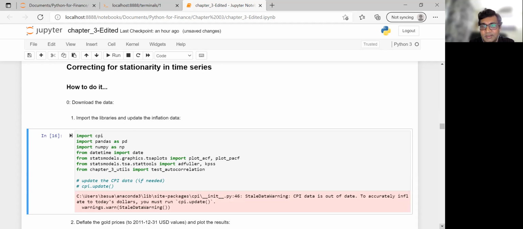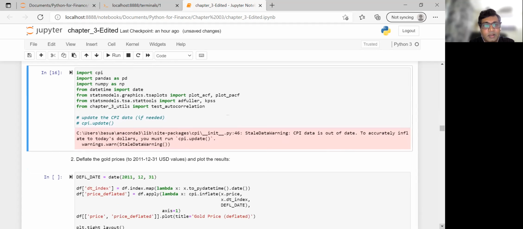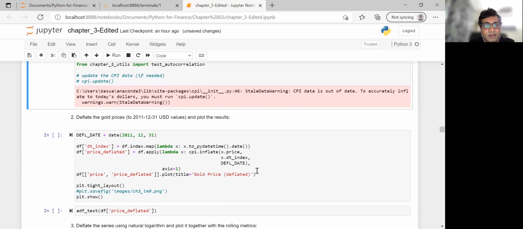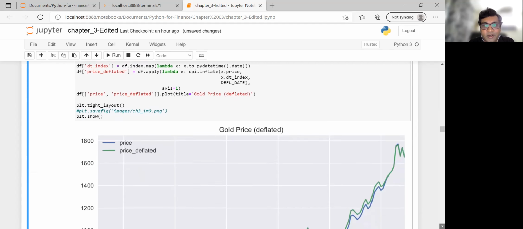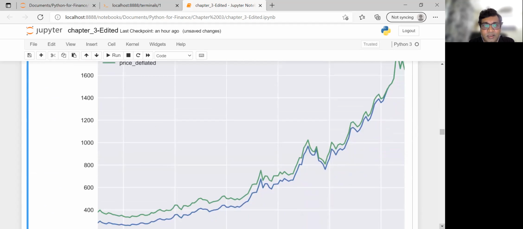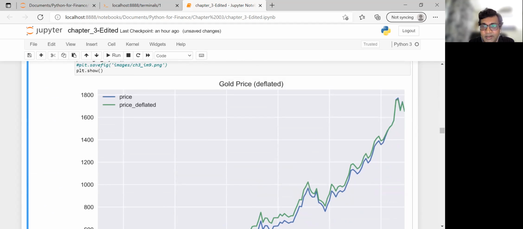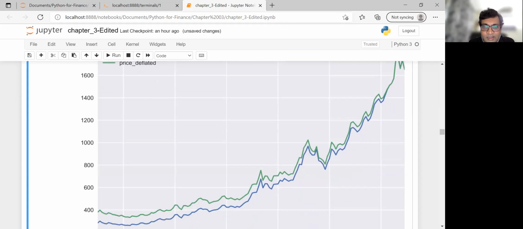So we've got our libraries imported. Here I have taken a deflation date of 31st December 2011, and I am doing the deflation of prices. I will also show you the chart. So you've got price and then you've got deflated price. In green, you have the deflated price, and in blue, you have your regular price, right? But again, I can see that the factor is not only inflation.